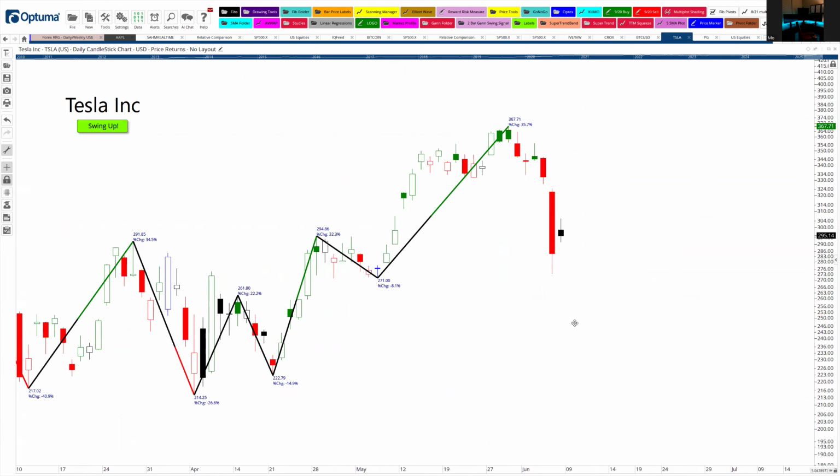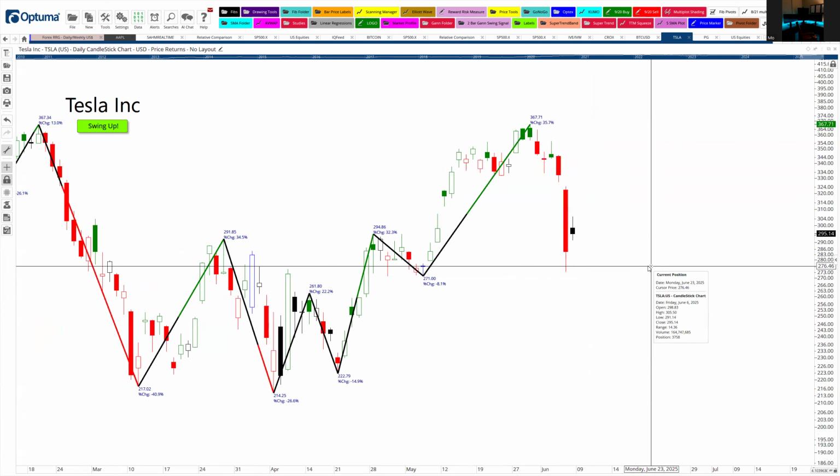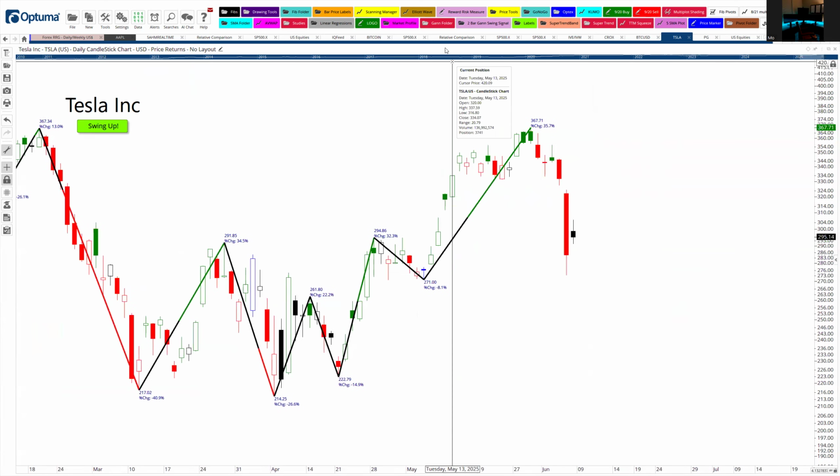All the volatile stocks are always like this. They're gonna pull all the sellers in, go to the downside, pull the rug. So we'll see what happens. And a lot of support here.